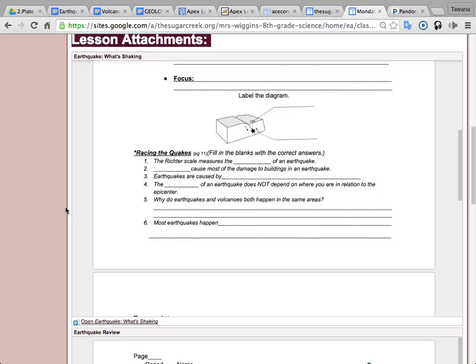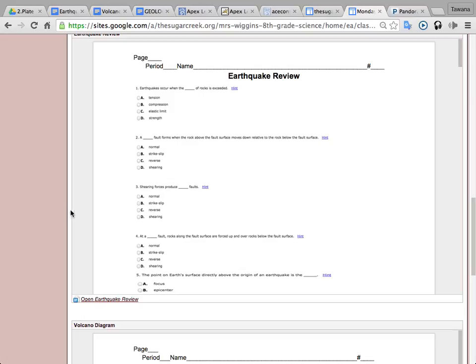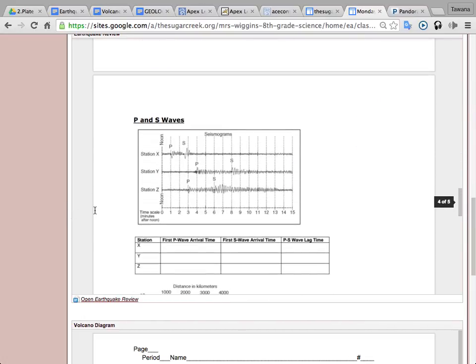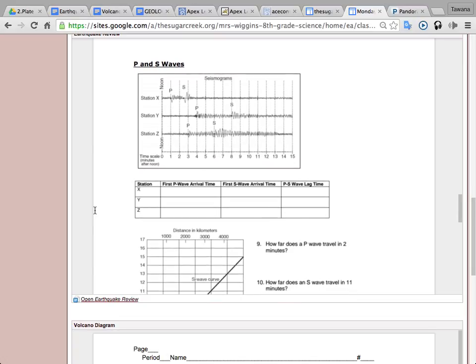All right, once you're finished writing that, I want you to go ahead and put your earthquake review sheet in front of you, but we're going to go to the second to last page. So we're looking at the page that looks like this. It is titled P and S wave.